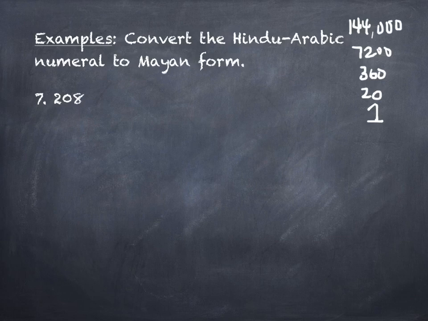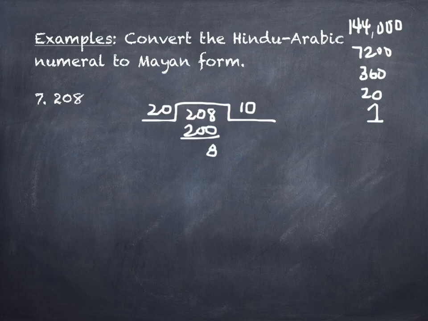So taking a look at 208, of course the largest number here that will still go into 208 is 20. So we set up our division to look a little bit different than normal division. I put the 20 on the outside, I put the 208 underneath, and I say how many times will 20 go into 208, and of course it's 10. 10 times 20 is 200, which is a remainder of 8. And then the next place down after 20 is 1, so I put 8 goes into 1, and it goes in 8 times, and 8 times 1 is 8, so a remainder of 0.